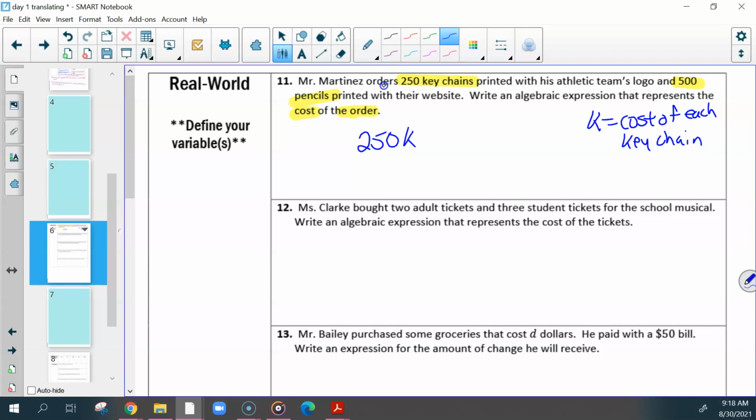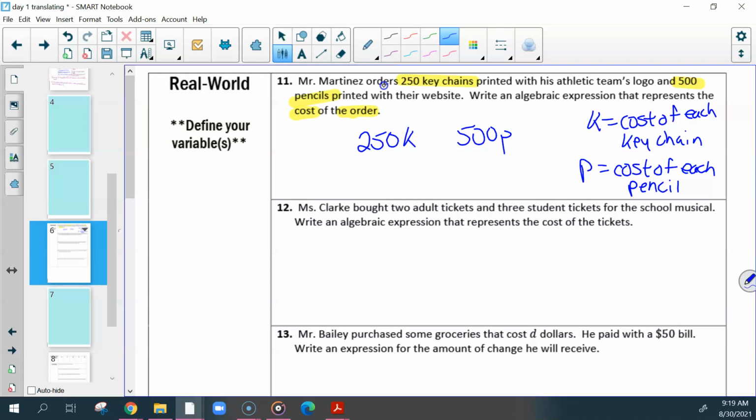250 x would be, x would be the cost of each. This represents the number. And then we have 500 pencils, but we don't know the cost of each pencil. Okay, so we have those two. Yes, we were multiplying the variable and that number.